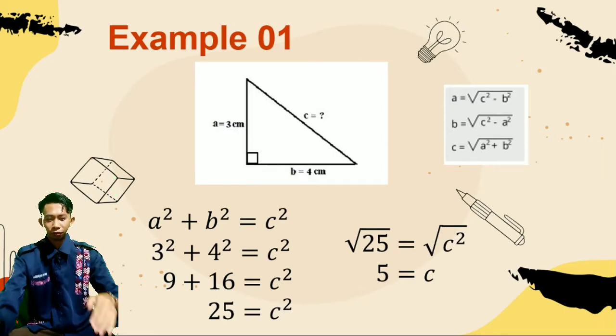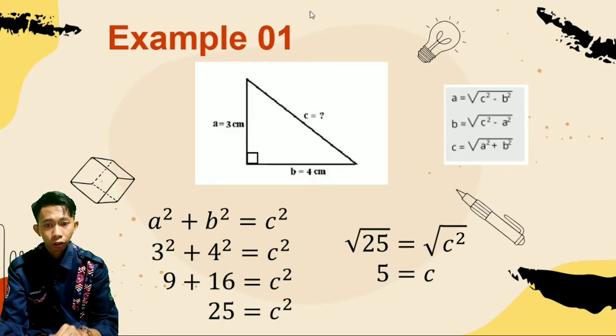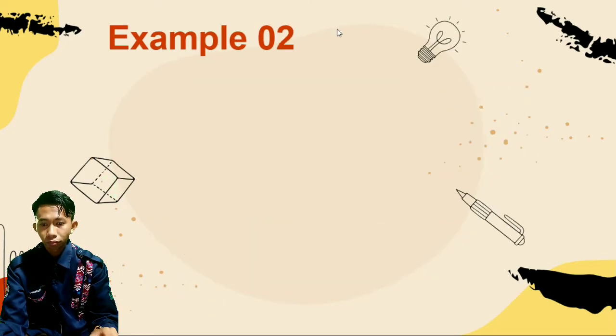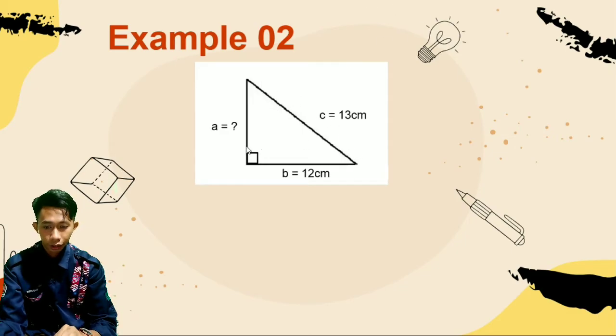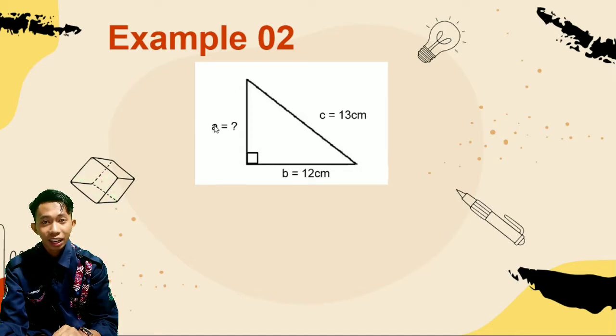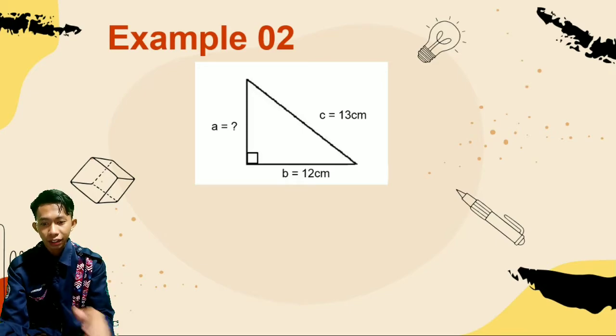Alright, let's continue. This is the first example. Did you get it? Okay, let's go to another example. We got a similar triangle, but with different lengths of sides. So we get A is unknown. We don't know the value of A, and B we have 12 centimeters. C is 13 centimeters.